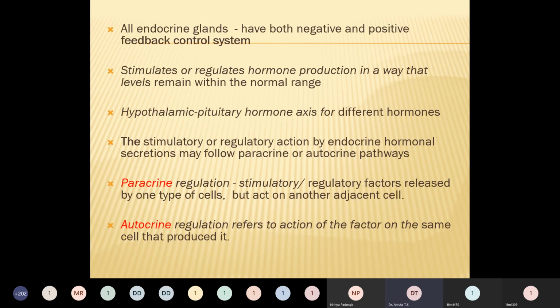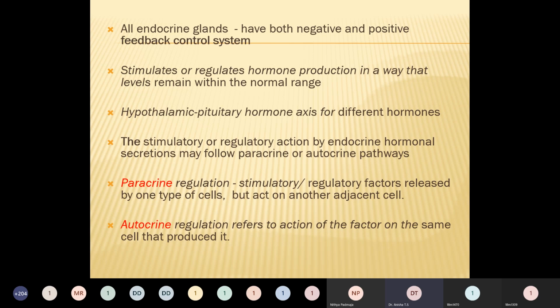So these hormones can't go on being released, or there would be catastrophic changes. So if there is too much, there'll be a negative feedback. If there is very little, there'll be a positive feedback. So all these endocrine glands have both positive and negative feedback control systems.